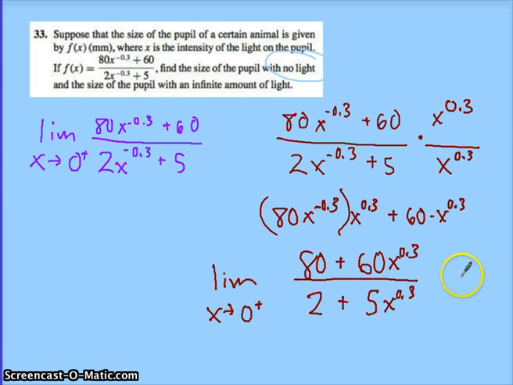Why does that help us? Well, as x approaches 0, this limit will be 0. This limit will be 0. And so I'll just be left with 80 divided by 2, or 40, and again we're dealing with millimeters here. So when there's no light, the pupil will have a size of 40 millimeters.